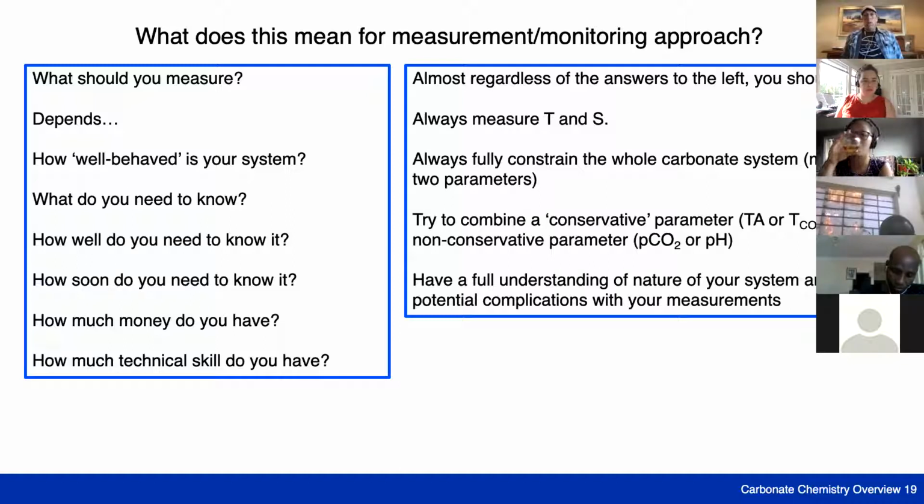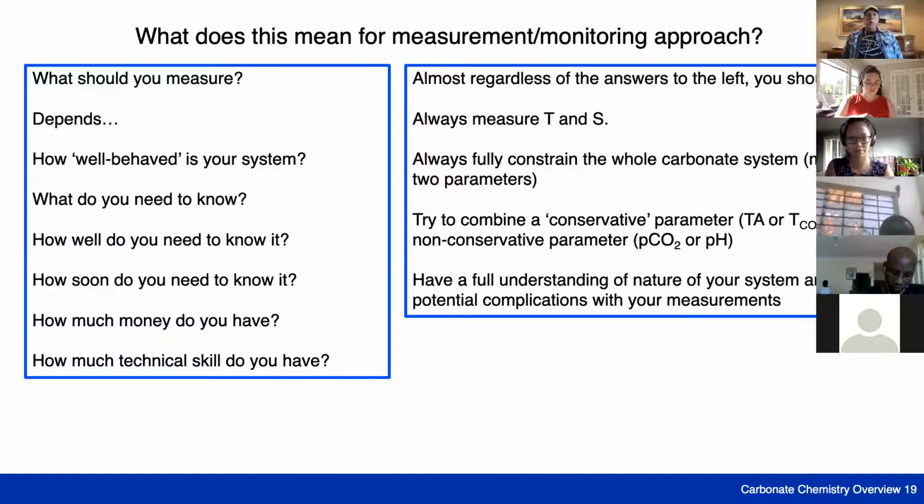But there are a number of instances where we know pH doesn't appear to have an effect on shell formation, and it's omega that matters first. The best advice is to try to combine one of the two, what I would call conservative parameters, either titration alkalinity or total CO2, with one of the more sensitive parameters, which would be pH or PCO2.